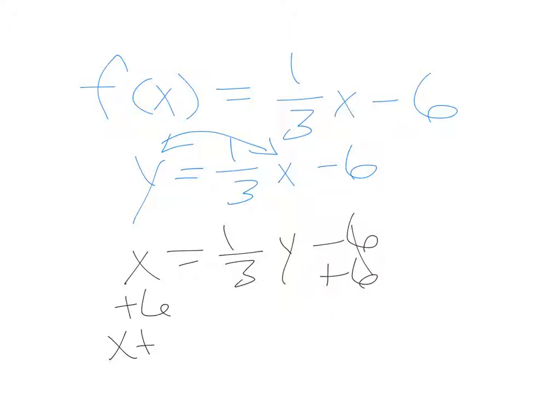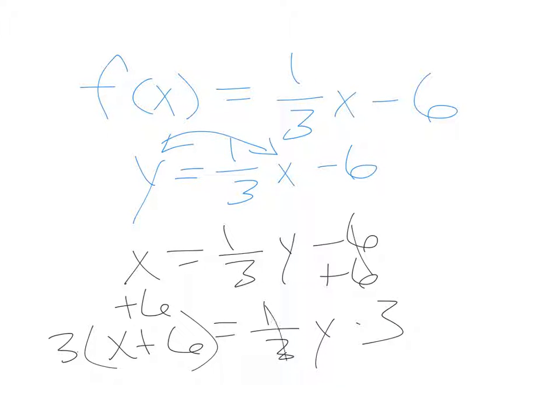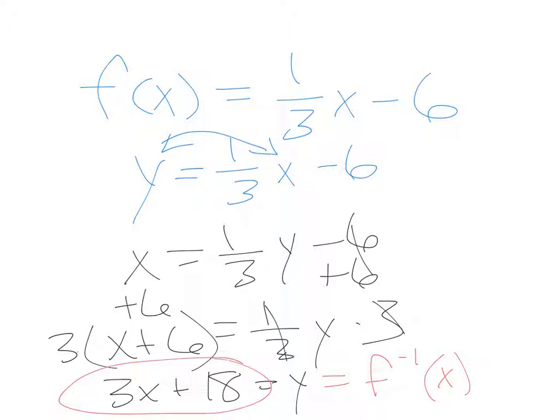So we get x plus 6 is 1/3 y. To get rid of the 1/3, we multiply both sides by 3. That means I've got to use distributive here. So the 1/3 and the 3 cancel, so now I get 3x plus 18 equals y. And then we said, instead of y, you put the inverse notation. So that becomes the inverse function. We'll continue with looking at how can an inverse be 1-to-1.